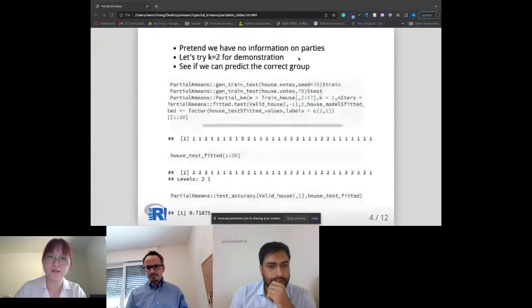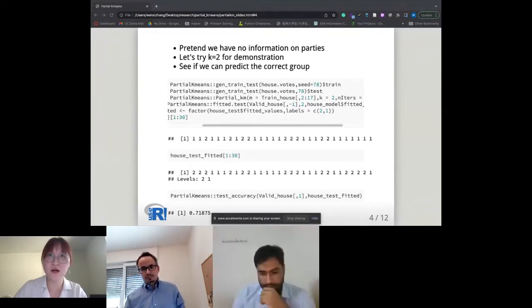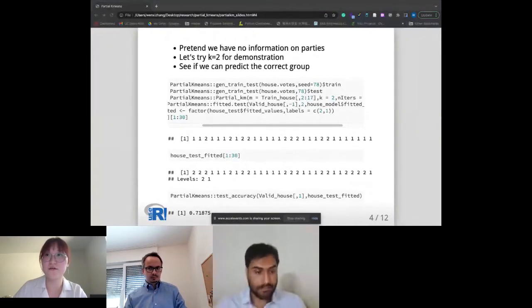Next, let's pretend that we have no information on the parties. How will we discover the number of parties? Let's say that someone from Mars who doesn't know about the political system wants to see if the clustering method would find the actual parties. So next, let's choose the K. As always, choosing the number of clusters is difficult. So here, for simplicity, let's try K equals 2 clusters for demonstration.